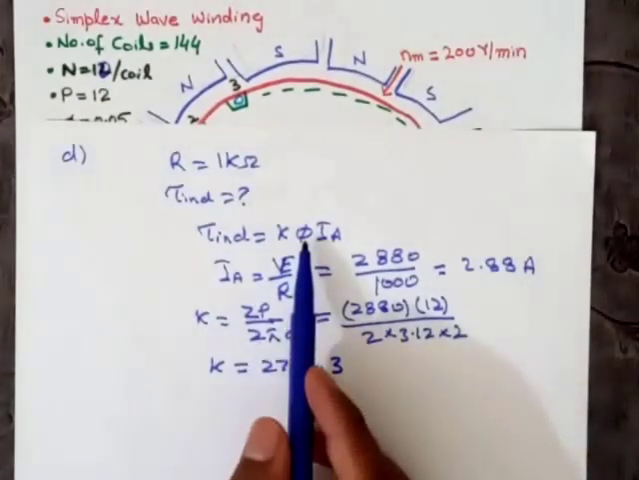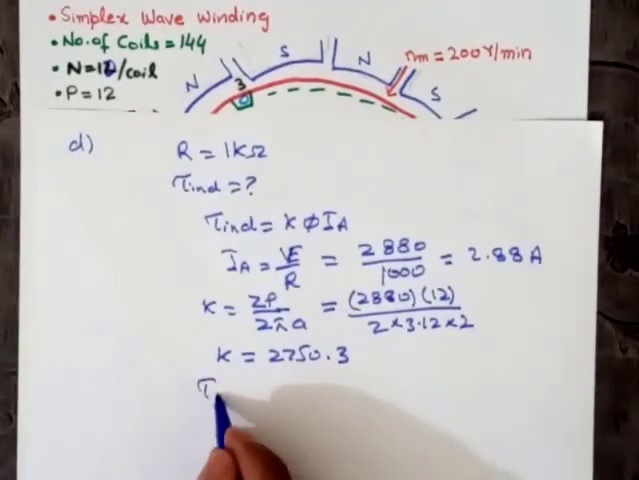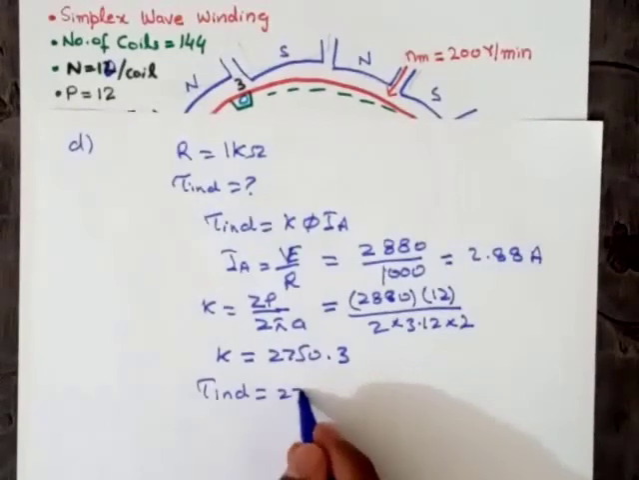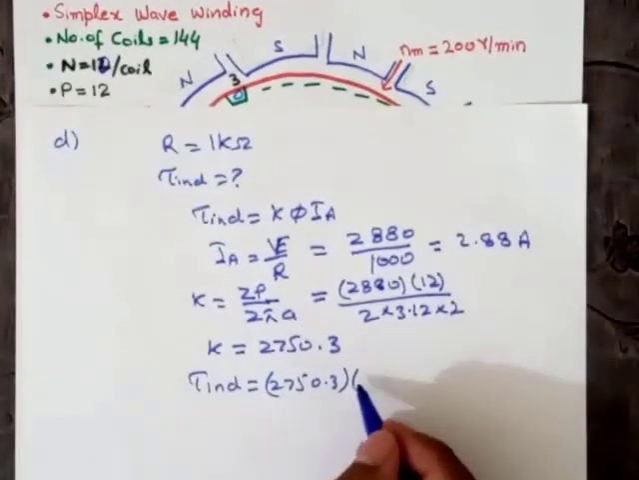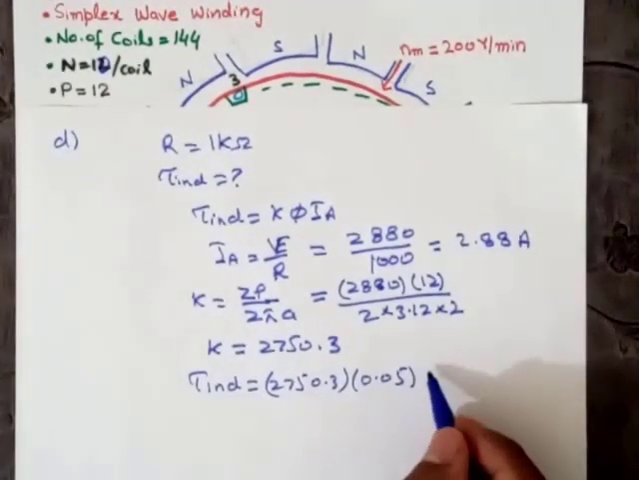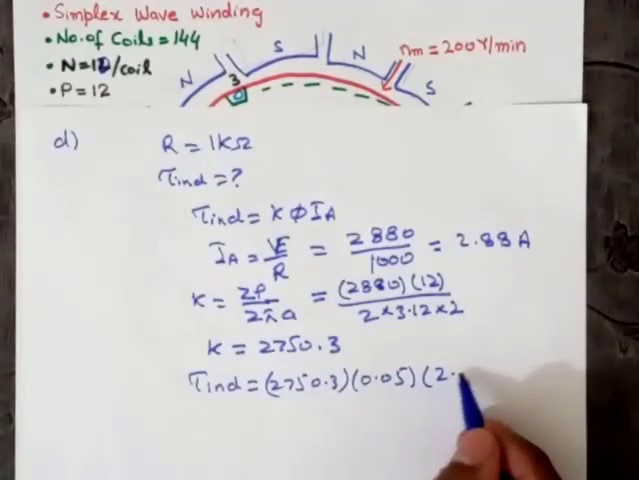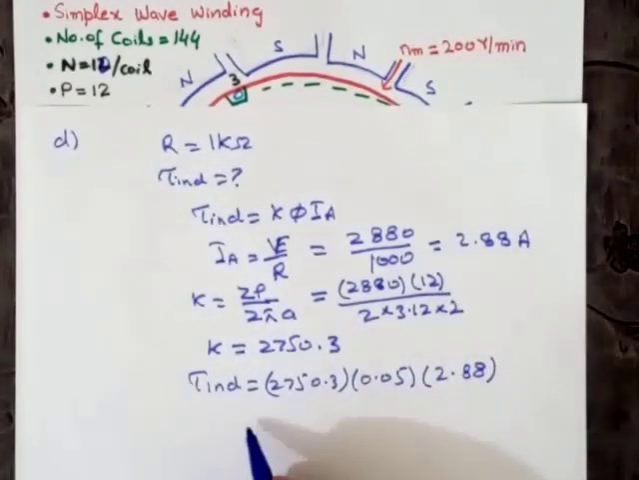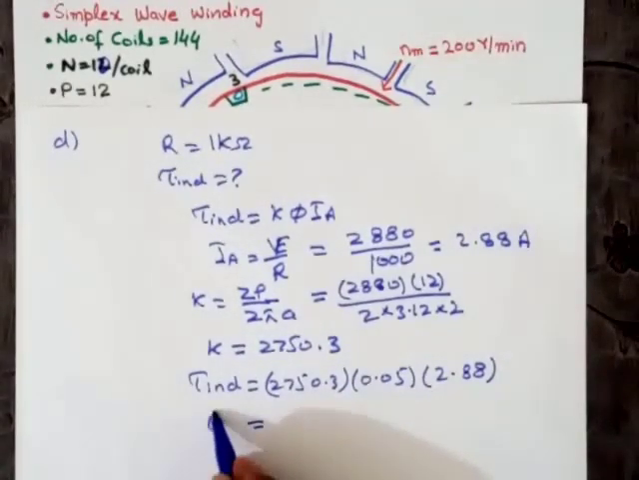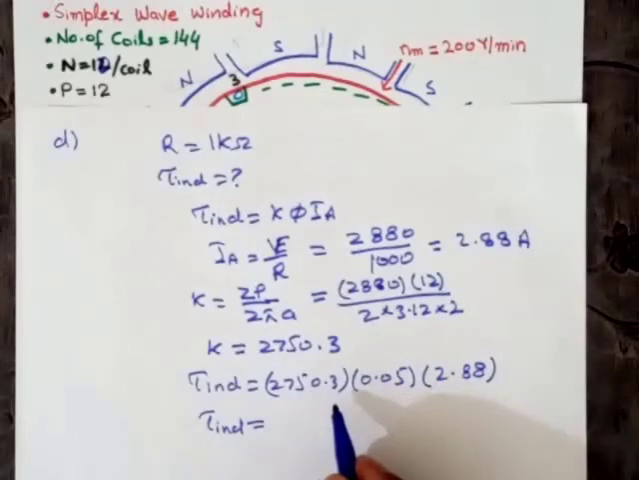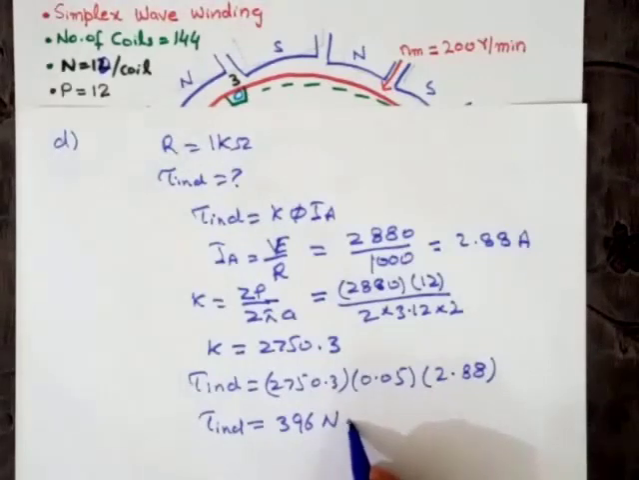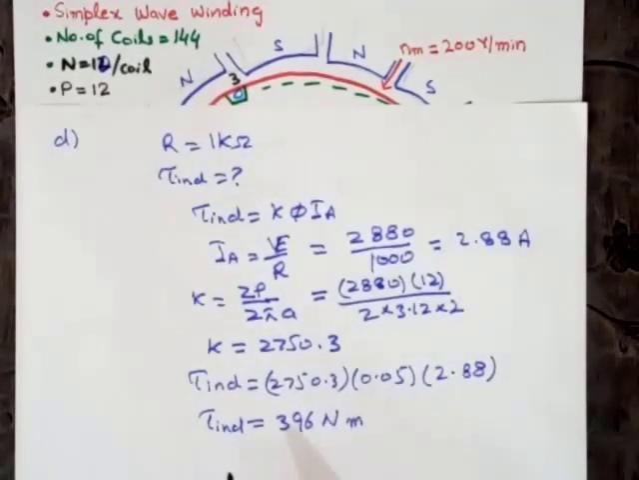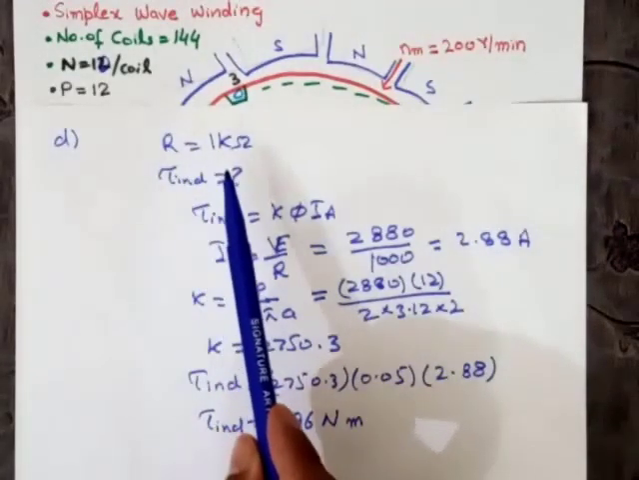Putting the values of K and I in this equation, we get tau induced equal to 2750.3. The value of phi given in this problem is 0.05, and the value of IA is 2.88. Multiplying these values, we get tau induced equal to 396 Newton meter. This is the total torque induced in this problem when we connect a 1K resistor.